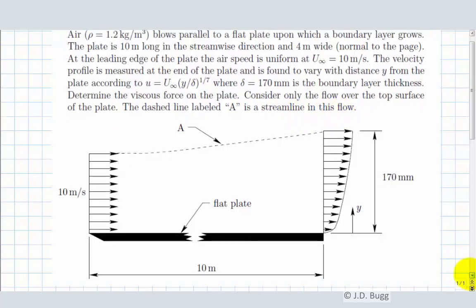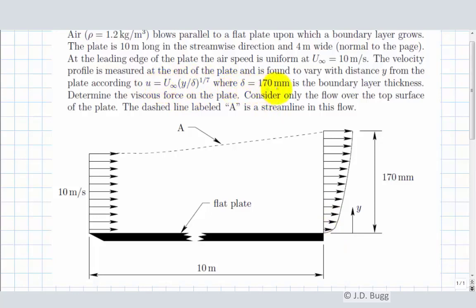So here's a picture of this plate. It's 10 meters long and 4 meters wide, in and out of the screen. There's a uniform 10 meter per second velocity approaching the plate, flowing in this direction. By the time it gets to the end of the plate, 10 meters away, the viscous force on the plate has slowed the air down, so now we have a velocity profile. And the equation that describes this velocity profile is the 1/7 power law given here.